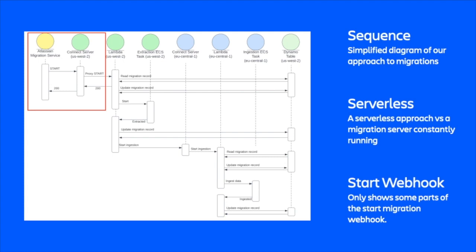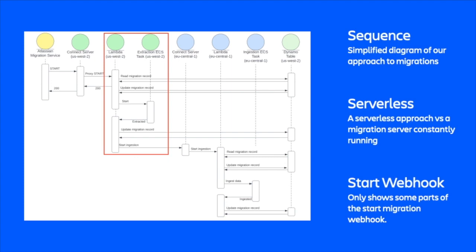So I'll explain the diagram from left to right. The yellow circle at the top is the Atlassian migration service, where a request is sent to our Connect server, start webhook, in the source realm. And in this diagram, the source realm is our United States global realm. The request is then proxied from our Connect server with some additional information to a Lambda function via a private API gateway. The Lambda function creates a migration record in a DynamoDB table and then starts an AWS Batch task.